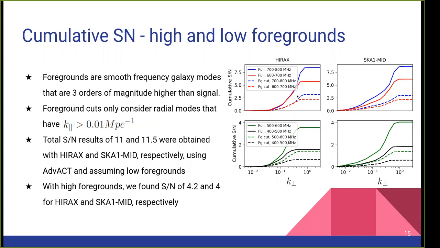You can see that HIRAX and SKA, if you consider the blue curves in the top panel, are very similar. Even though SKA has less signal to noise in the KZ window, as I said, the velocity modes give the signal to noise a boost so that the 2 experiments are comparable. More interesting is the effect of foreground. You can see that the signal cuts quite a lot due to the foreground cut that we have to include for the k parallel modes. The results are essentially a total signal to noise of 11 for HIRAX and 11.5 for SKA. If you assume low foregrounds such that the foreground cut isn't required, and the signal to noise, if you assume high foregrounds, is 4.2 and 4 for HIRAX and SKA1-MID.